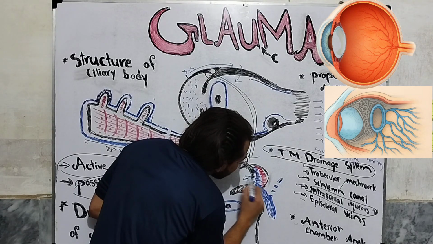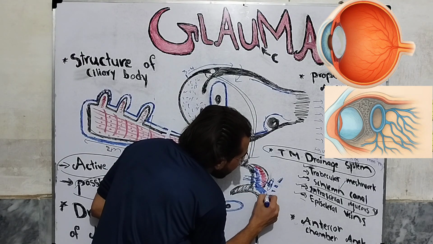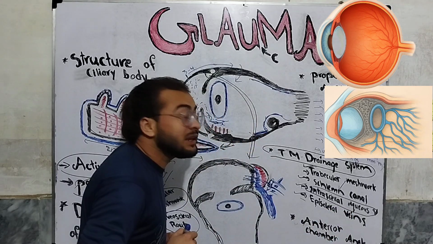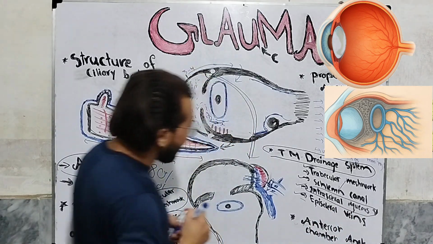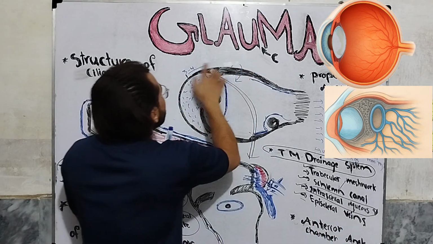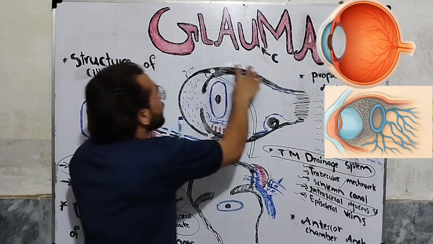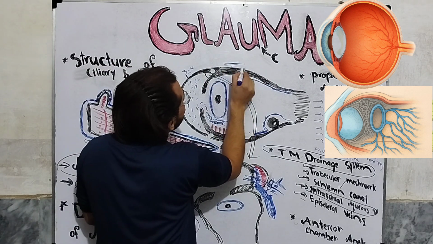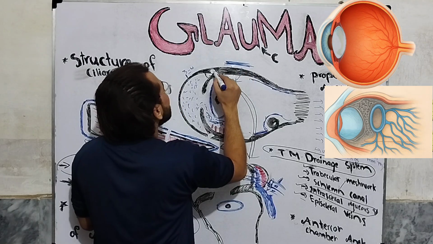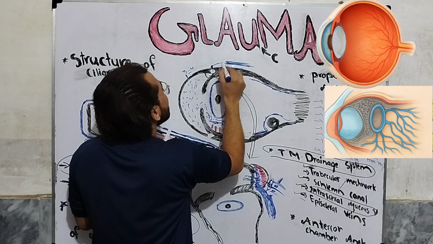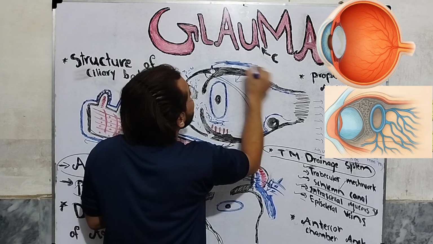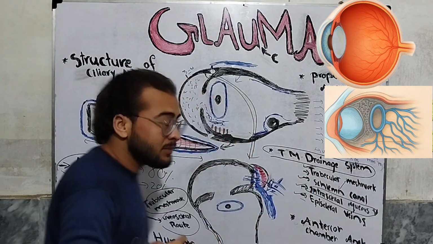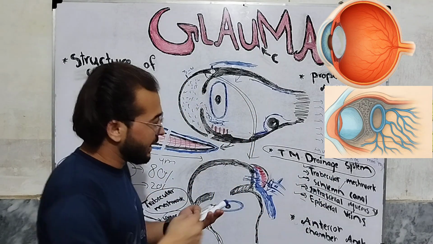Fluid will come through this trabecular meshwork into the Schlemm canal, and from the Schlemm canal they will drain to these intrascleral aqueous veins. Ultimately, these scleral veins will then drain into the episcleral veins. Okay, so these intrascleral veins will drain into the episcleral veins. Okay, so this is the main drainage system at the interior chamber angle.